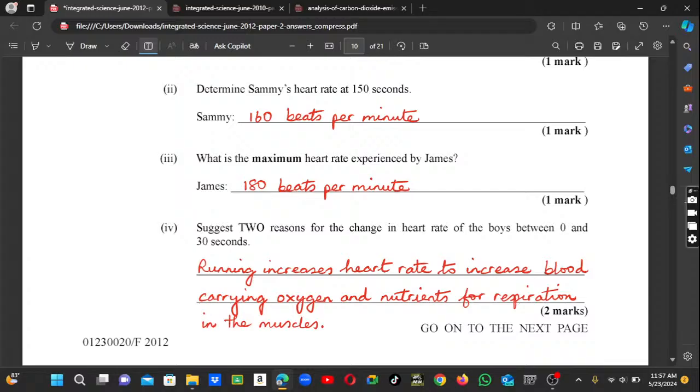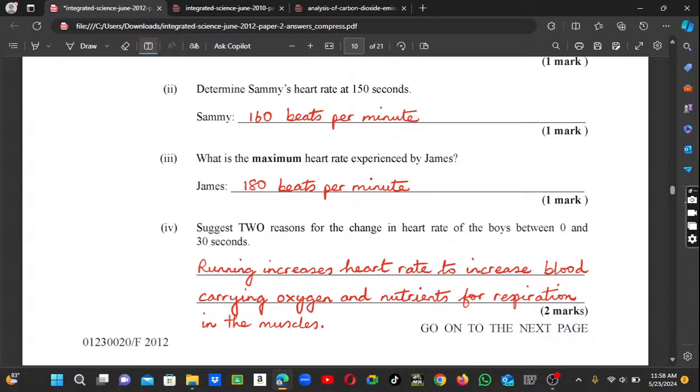So here we need to determine Sammy's heart rate at 150 seconds. Remember, we are talking about beats per minute. So at 150 seconds, the heart rate would be 160 beats per minute. BPM means beats per minute, so we are reading the value at 150 seconds. If he was supposed to run 150 seconds, then the heart would beat 160 beats per minute. Alright, good.